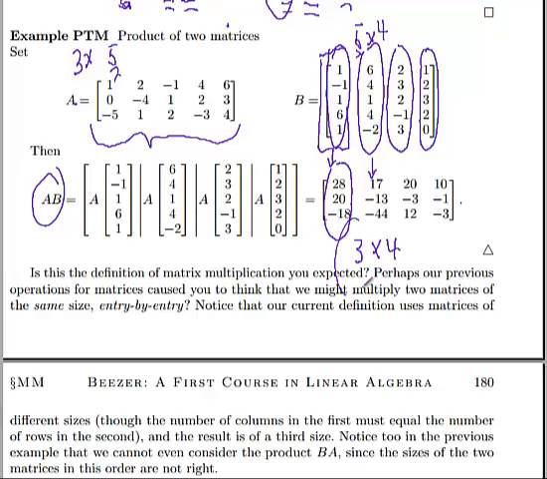This is a general rule that the number of rows of the product is equal to the number of rows of A, and the number of columns of the product is equal to the number of columns of B. That's a general rule. The other thing that's important is that the number of columns of A must be equal to the number of rows of B. Otherwise, you can't do the product of A with the column of B.